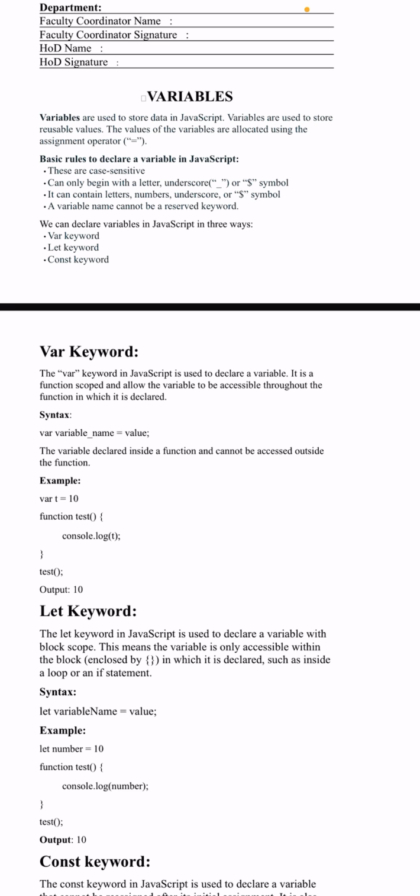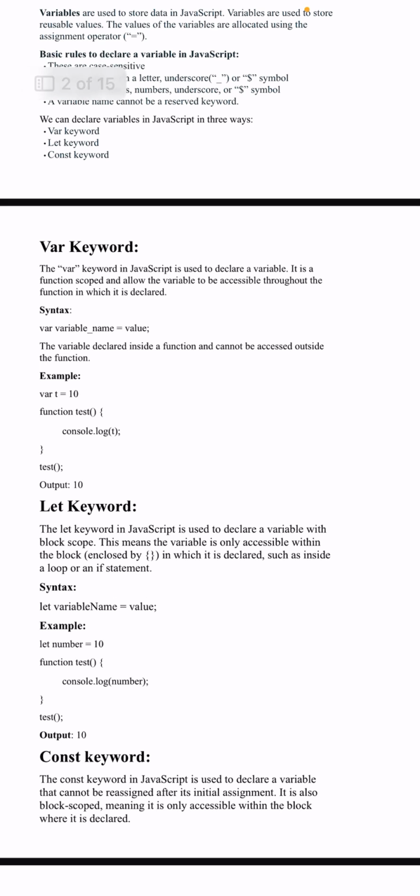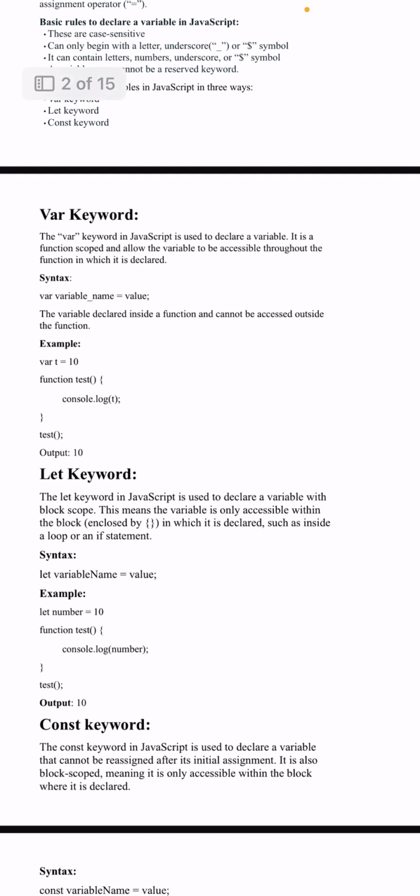We can declare variables in JavaScript in three ways. They are var keyword, let keyword, const keyword. Var keyword. The var keyword in JavaScript is used to declare a variable. It is function scoped and allows the variable to be accessible throughout the function in which it is declared. Here you can see the syntax and example of it.